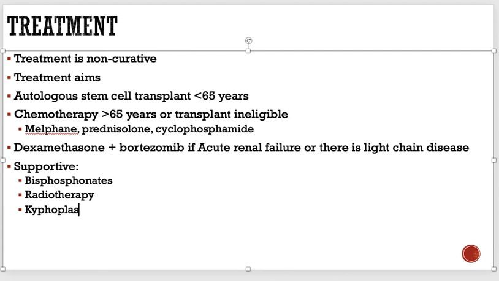Surgery to treat that. If they have hypercalcemia and they are dehydrated, provide them hydration for hypercalcemia. Okay, so things like this, and treat anemia.